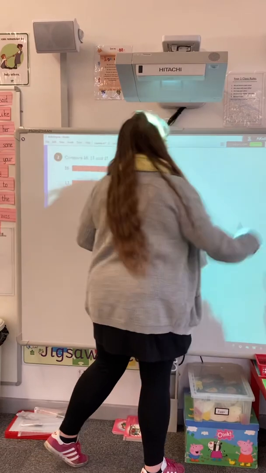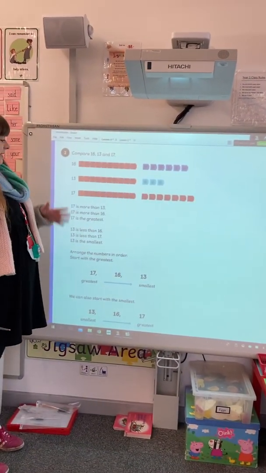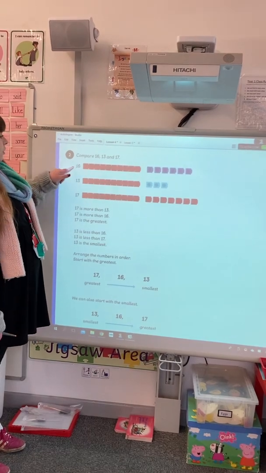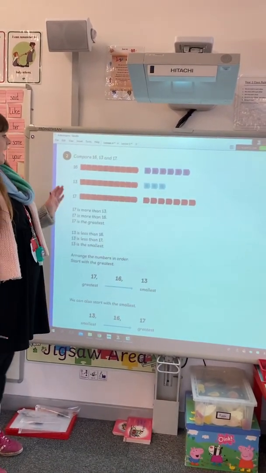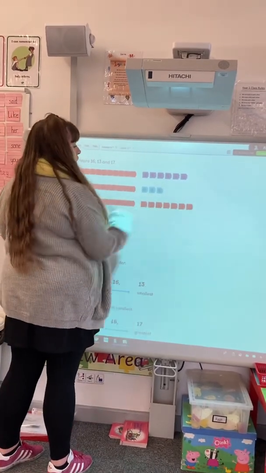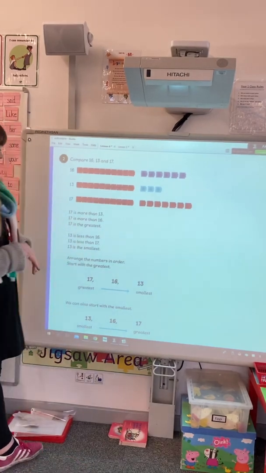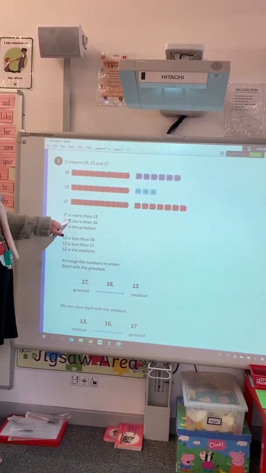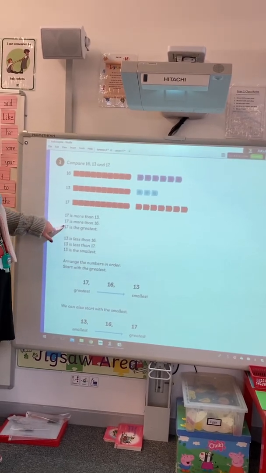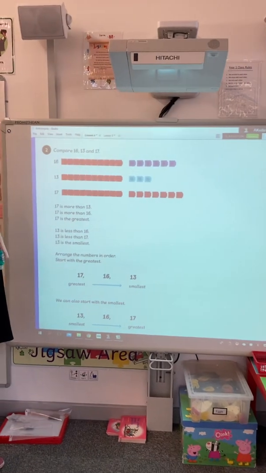And then we're going to move on to comparing 3 numbers at a time. It's the same as 2 numbers. We need to look at the numbers and we need to decide which one has more cubes, which one has less cubes. And then we need to say 17 is more than 13, 17 is more than 16, so 17 is the greatest. Using this then, which do you think is the smallest?